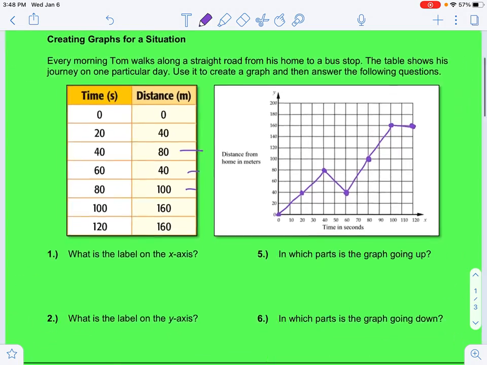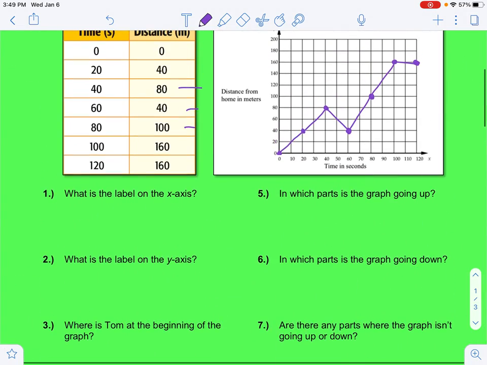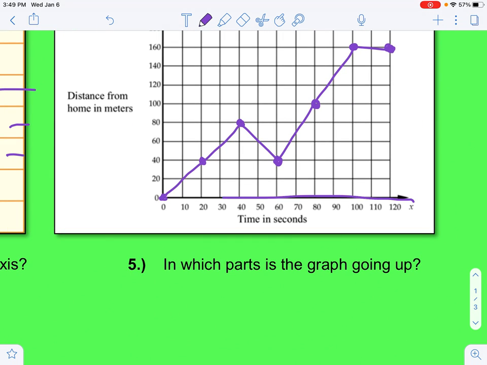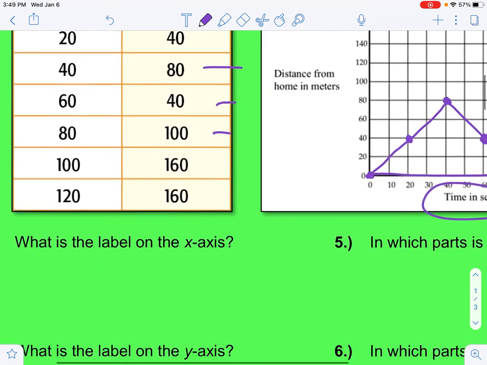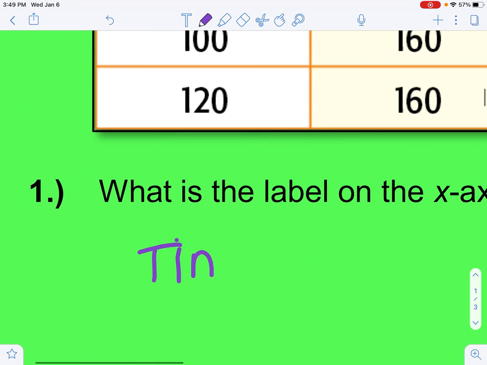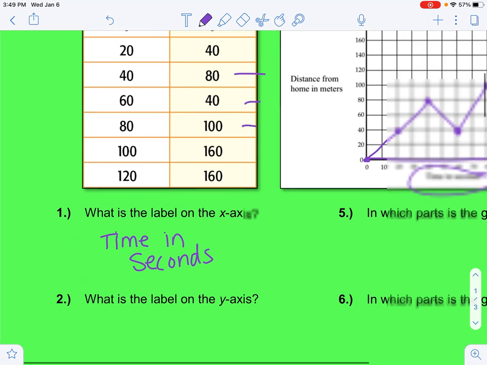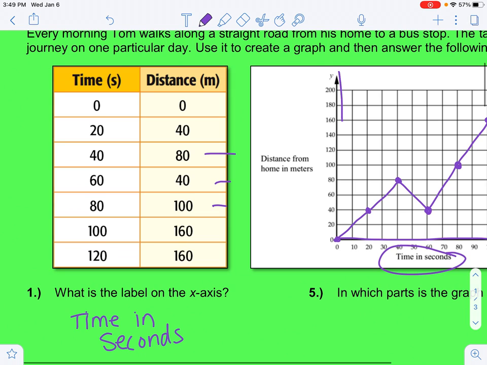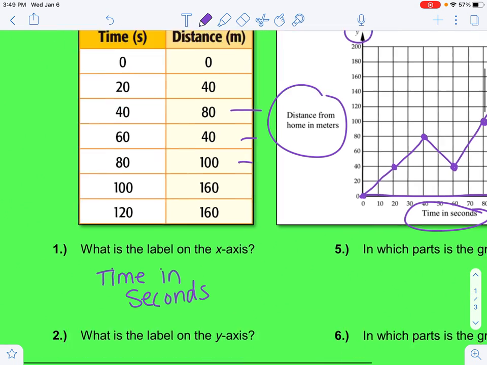So now we are going to answer these questions down here to understand this graph and to really figure out what's been happening. Our first question, what is the label on the x-axis? Well, our x-axis is our horizontal one, and that is time in seconds. And then number 2, what is the label on the y-axis? Our y, remember, is our vertical one, and it even has a y next to it, so it helps us remember. And that is distance from home in meters.